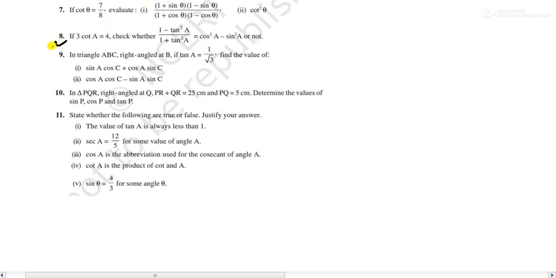So question number 8. If 3 cot A is 4, check whether 1 minus tan square A by 1 plus tan square A is equal to this or not. Okay. So again, if you write here 3 cot A, which is 4, so what is cot A? It is 4 by 3. Right?